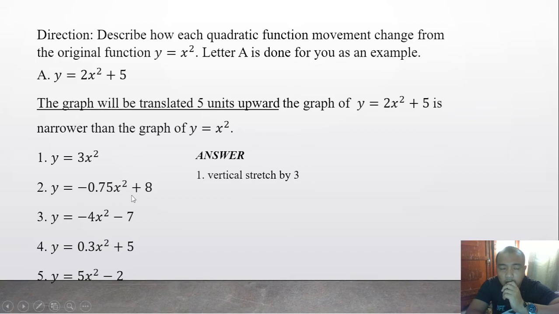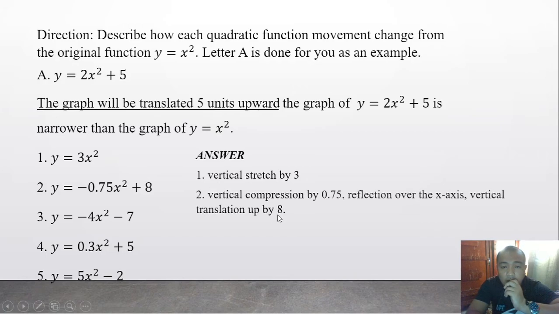Y equals negative 0.75 x squared plus 8. Mas wider ng konti. Vertical compression by 0.75. Compression means yung wider. Vertical translation up by 8. So it will become wider. Vertical compression, wider. Vertical stretch, narrower. Tama ba? Yes. And it will be translated 8 units upward.